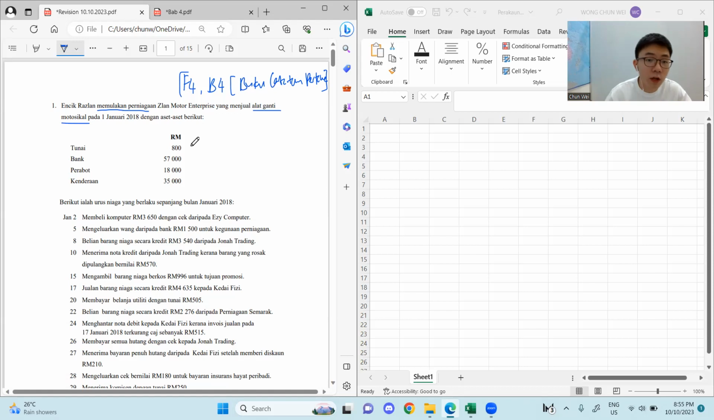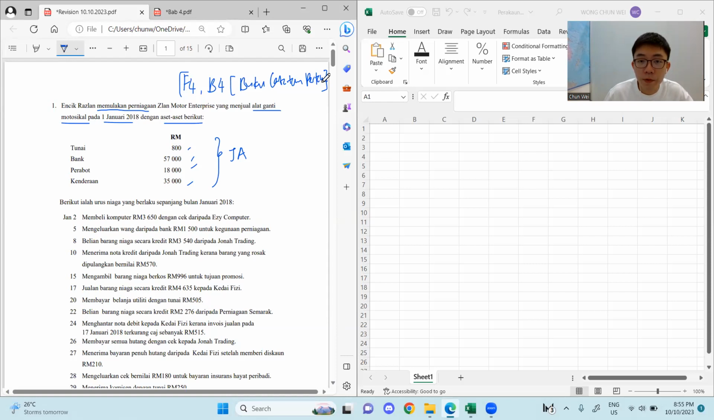Okay, so here is pada first January 2018 dengan aset berikut. They memulakan perniagaan dengan tunai 800, bank 57,000. You got the perabot, which is furniture, 18,000. Kenderaan, your car, for 35,000. These are the things that you have to always include inside your journal am, JA. JA stands for journal am. Always start with the baki of each asset. By the first of January, the baki awal, you have to record it in the journal.